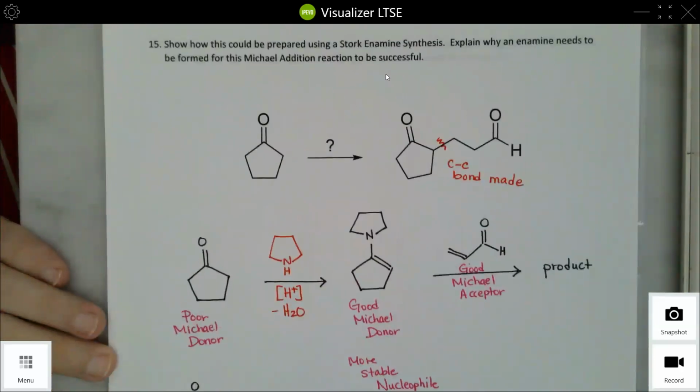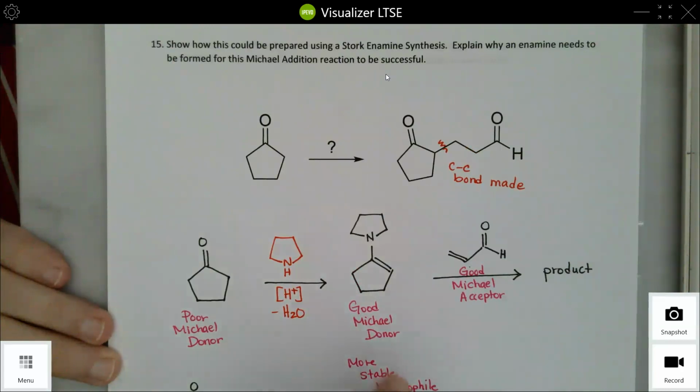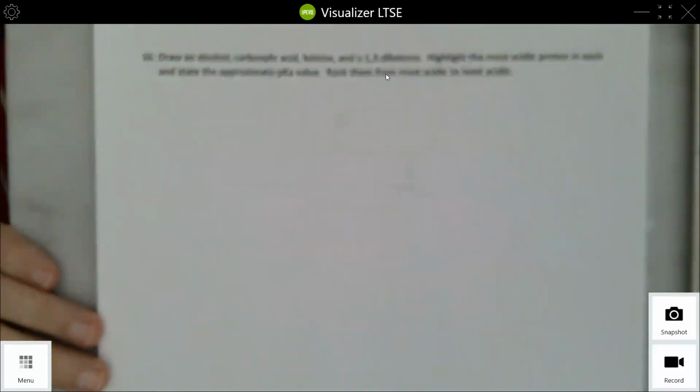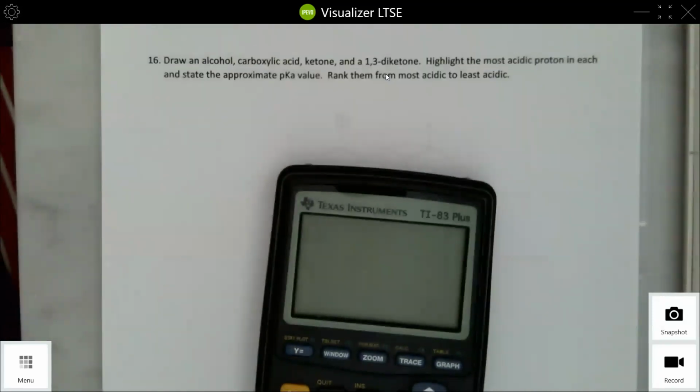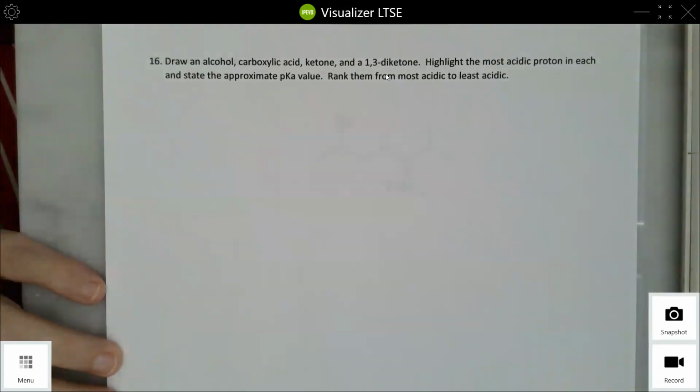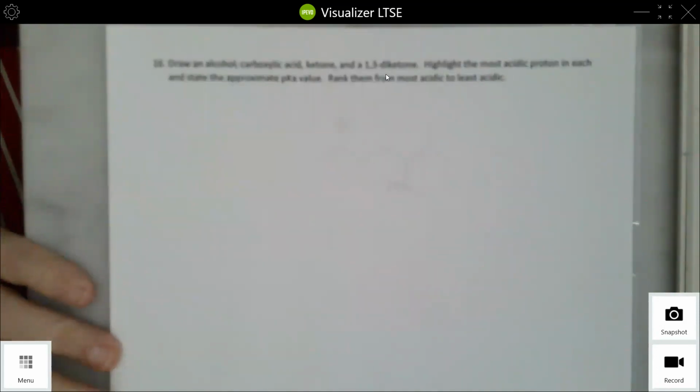But we call this the Stork-enamine synthesis because we're giving a lot of credit to the fact that we need to form an enamine for this to be a successful Michael reaction. All right, the next one says, draw an alcohol, carboxylic acid, ketone, and 1,3-diketone. Highlight the most acidic proton in each and state the approximate pKa value. Rank them from most acidic to least acidic.